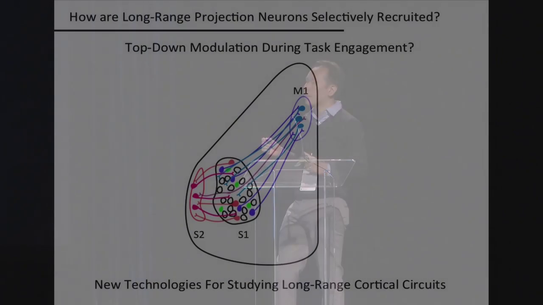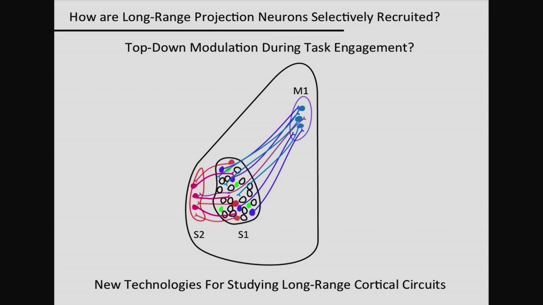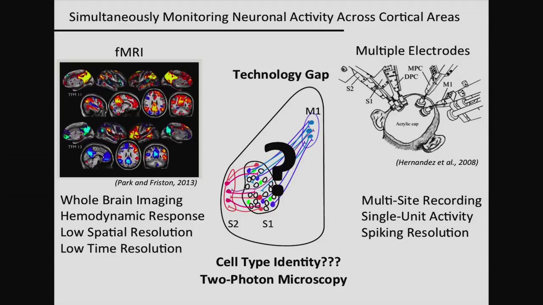Two candidate sources of top-down modulation that could be impinging on these S2 or M1 projecting neurons are the feedback inputs arriving back from M1 or from S2. In an ideal world, it would be great to monitor the activity across these feed-forward and feedback neurons across these cortical areas simultaneously during the task. In order to do so, we've been developing new technologies. Next slide.